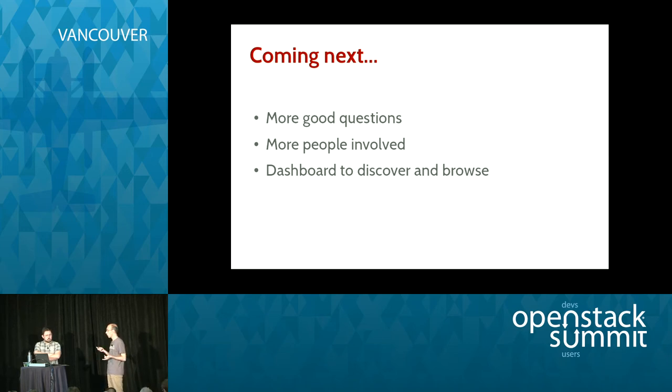And finally, we'll have to make that more easily consumable, especially by newcomers in the ecosystem, because not everyone knows that they need to look into the governance repository to see where the tags fall. So we'll probably work on the OpenStack.org website to exhibit that information for general consumers, newcomers to the ecosystem.